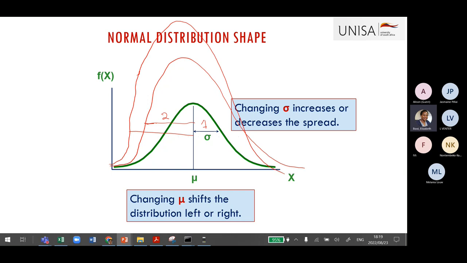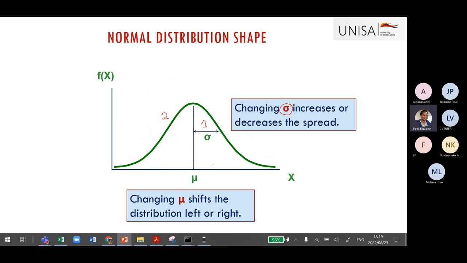So when your sigma, when your standard deviation increases, your graph either becomes narrower or it becomes flatter. So the bigger the standard deviation, as it increases, your graph will become flatter. And when the standard deviation decreases, the graph becomes narrower.